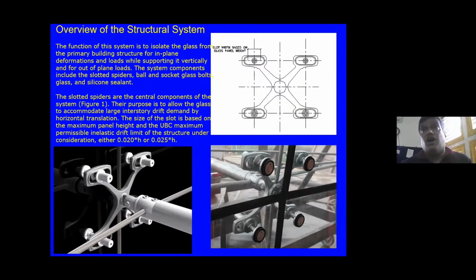So how do we accommodate the drift? We cannot take the strength. If any forces it takes, it just breaks. So we just allow it to drift. Once it drifts, then it does not get any load.